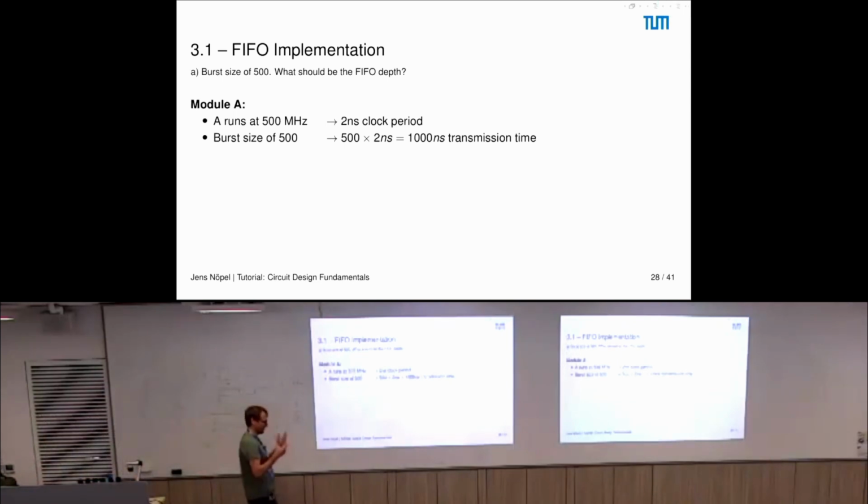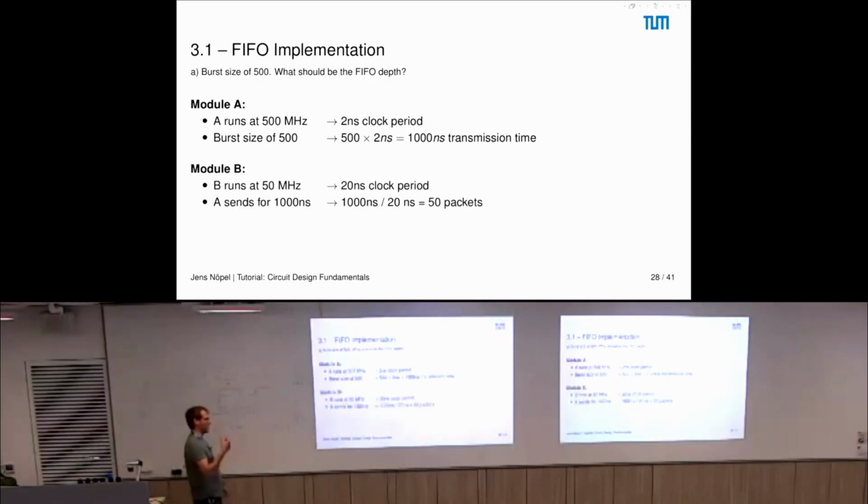All right, then let's talk about the solution. The first step is noticing that module A runs at 500 megahertz. This means a 2 nanosecond clock period, so every 2 nanoseconds a data packet is sent. We know from the question that the burst size is 500. So multiplying 500 by 2 nanoseconds gives us the transmission time of those 500 packets, which is 1000 nanoseconds.